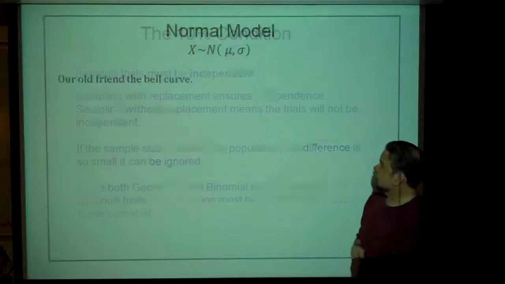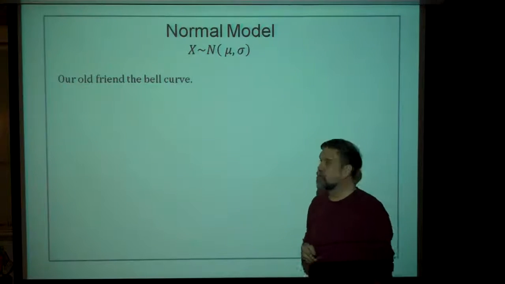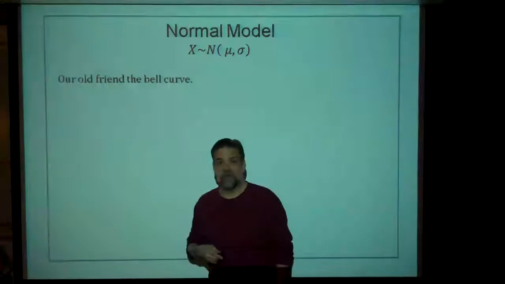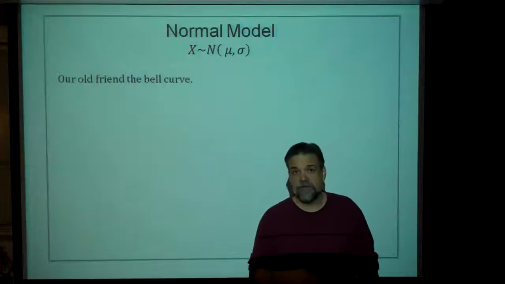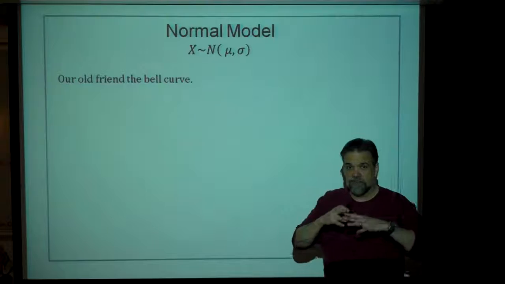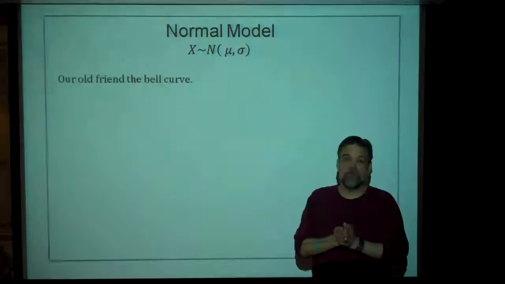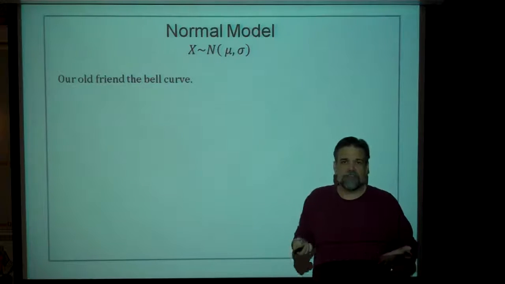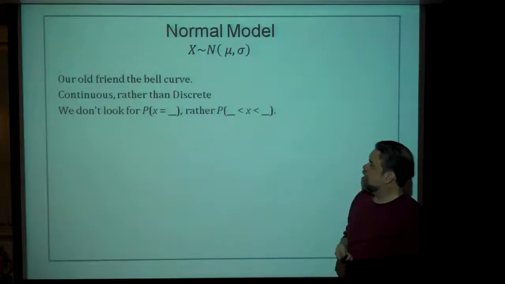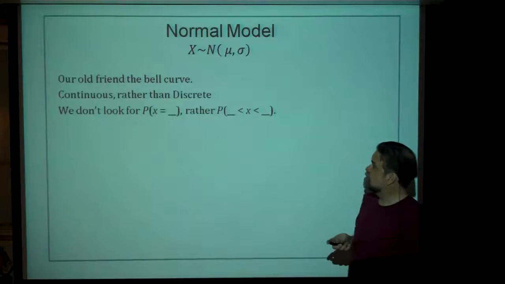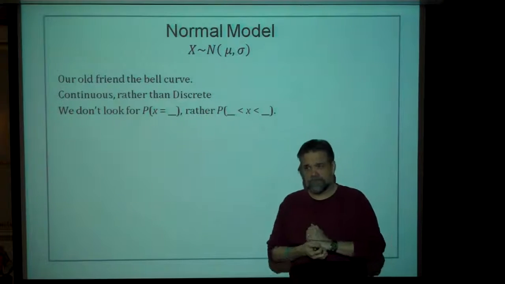Okay, so now let's talk about our old buddy, the normal model, the bell curve. We talked about the normal model in the context of data being normally distributed. Now we're going to talk about a random variable being normally distributed. And it's really pretty much the same thing. It's a continuous rather than discrete model.